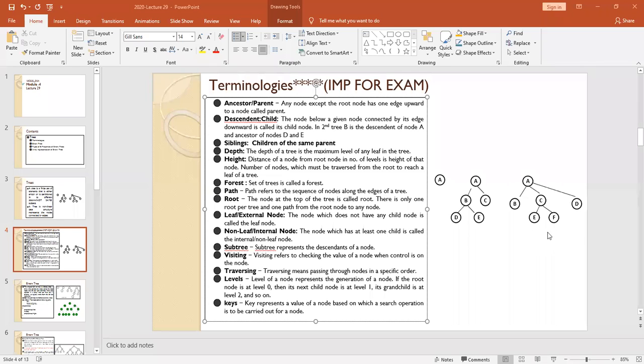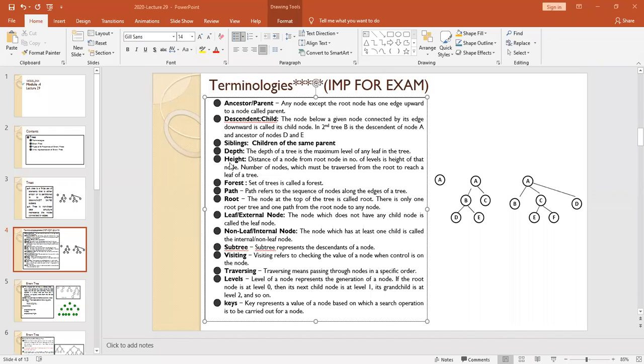Now come to the third diagram. What is the depth for the third one? It is also 2. At level 0 we have A. B, C, D are at level 1. E, F are at level 2. So that's why we say it is at level 2.